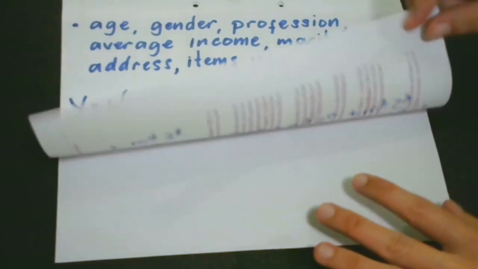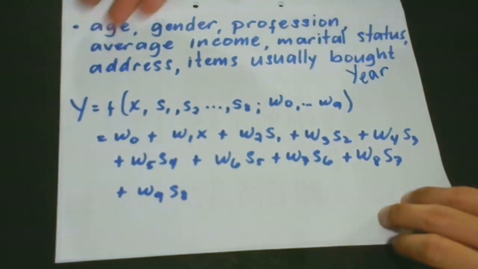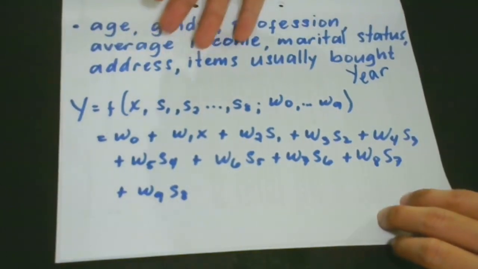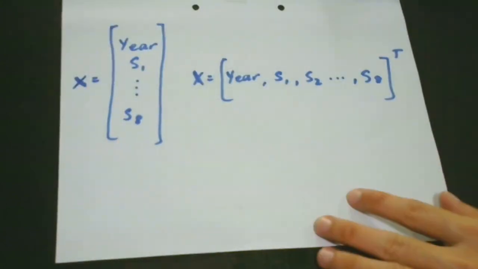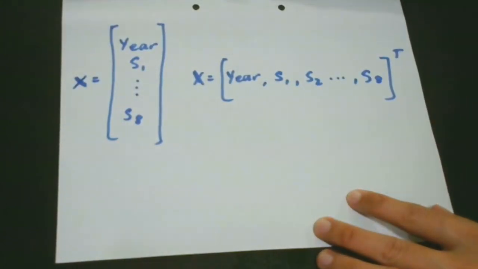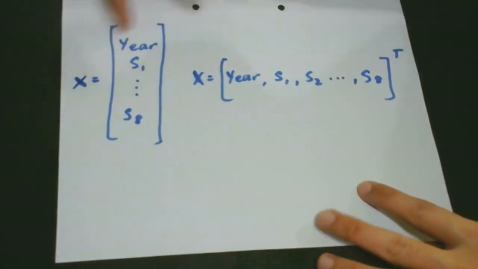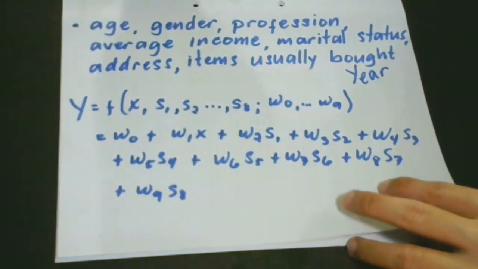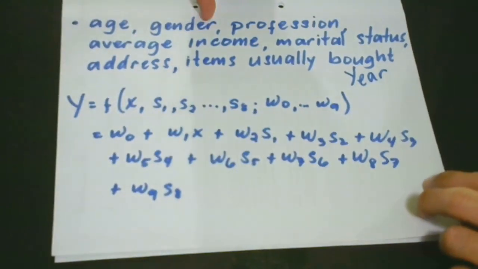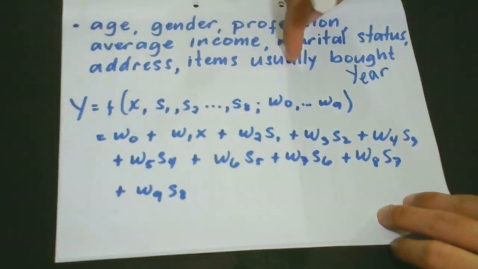So what we are going to do here is to combine these variables into a single variable by stacking them together to form a vector. So what do we mean by stacking them together? Let's have this example. We have here x, which means in our case a certain customer. So we have x, year, the year of purchase, for example. Then we have s1 is age, s2 is gender, and then we have s8, which is items usually bought.